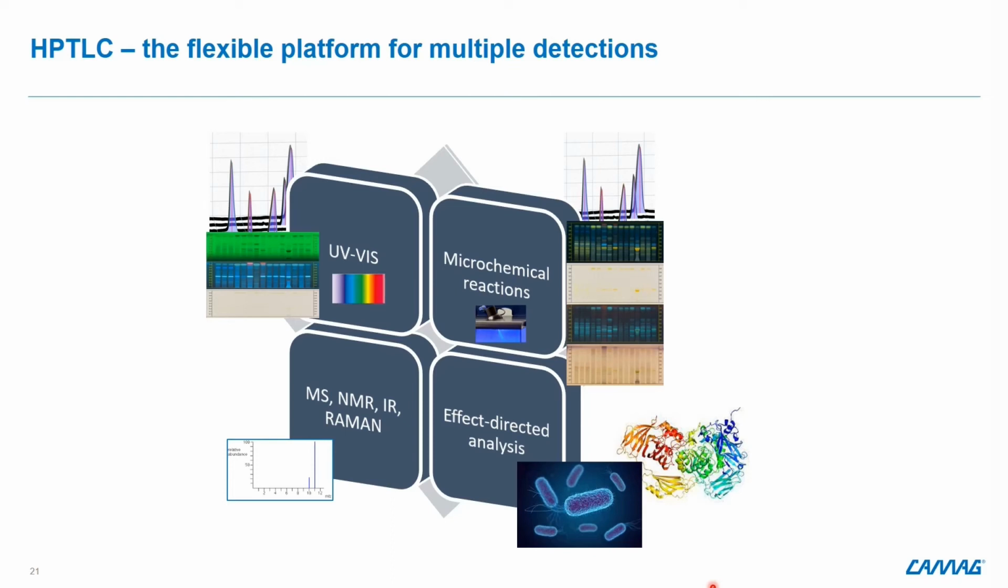HPTLC is a highly flexible platform for multiple detections. Besides the classical UV-Vis detection of native and derivatized substances, effect-directed tests can be done. The silica gel allows to perform enzymatic assays and biological tests on the plate after chromatography and therefore to couple the chromatographic separation with activity tests. Is a substance present with a desired or unwanted effect, e.g. a genotoxic effect? But in the second part of today, we will not discuss this. We will talk about the hyphenations and especially hyphenating HPTLC with mass spectrometry in the field of lipidomic research.